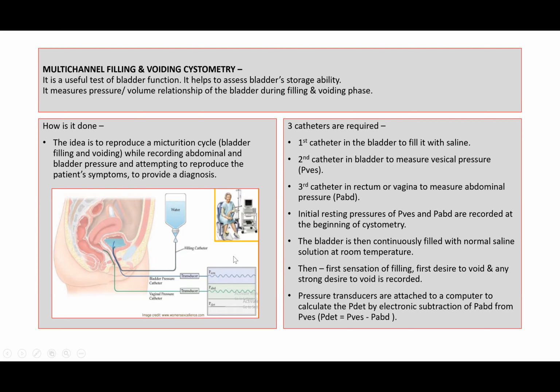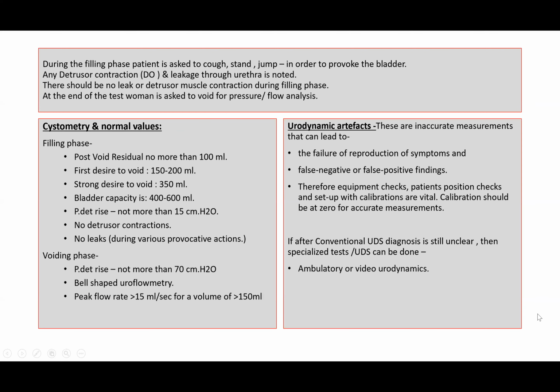That is, the abdominal pressure is subtracted from the vesical pressure. So detrusor pressure is equal to vesical pressure minus abdominal pressure. I hope I'm clear so far. So let's move ahead.